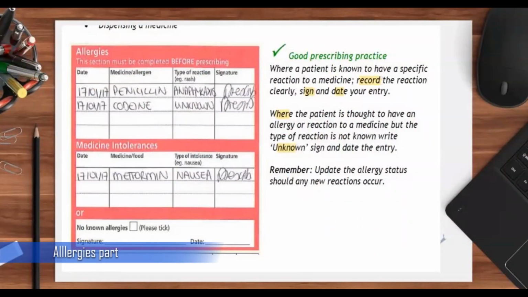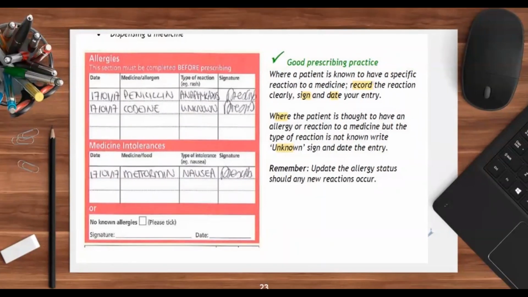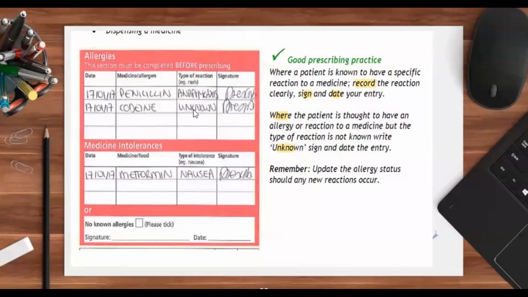The second error, actually not an error here, is how to write the allergies part. You have to record any allergy, the date, then what's the medicine. For example, here there is penicillin. You have to write the type of reaction, so the type here is anaphylaxis. If you don't know the type of reaction, you have to write unknown.